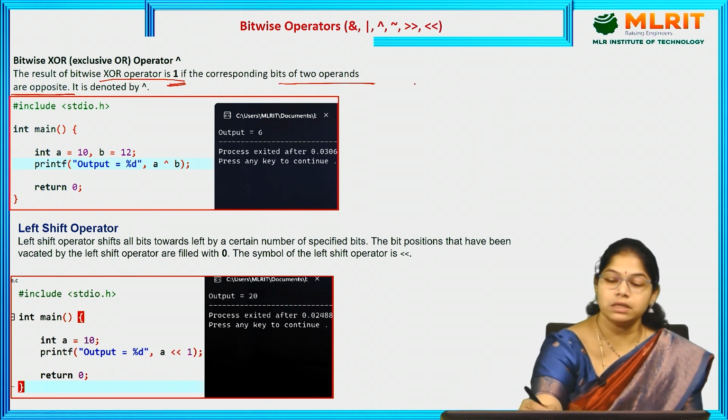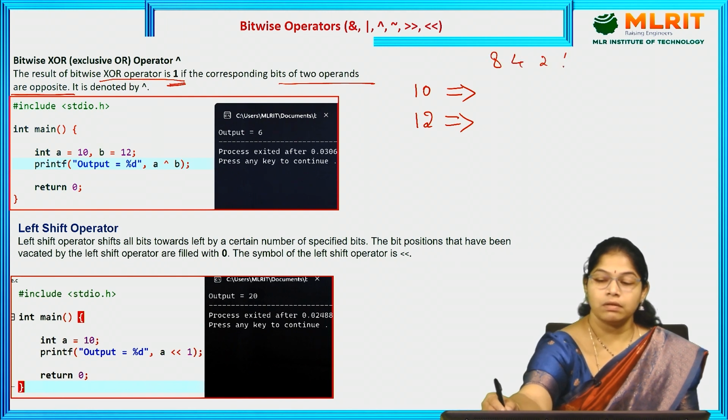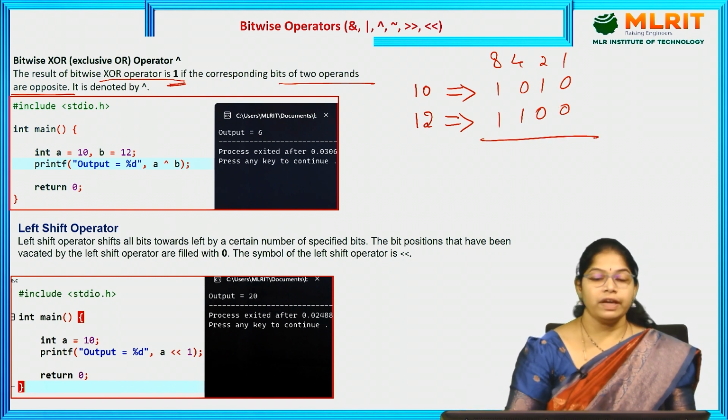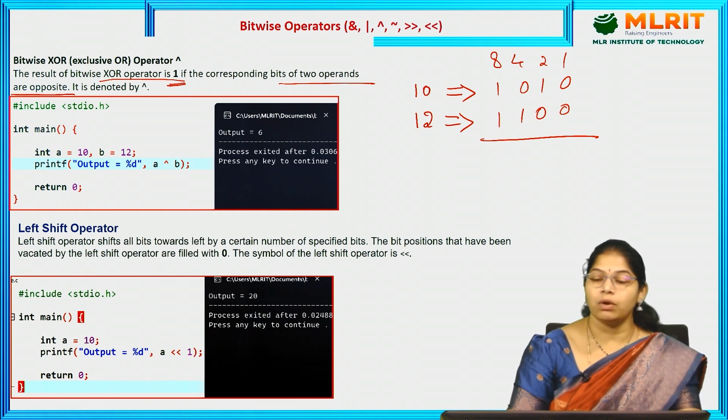Let us consider the same example. Take the same decimal values. A value is 10 and B value is 12. If we convert A into binary, it is 1 0 1 0, and 12 is 1 1 0 0. If we have two opposite bits, if we have 0 1, then the XOR value is 1.